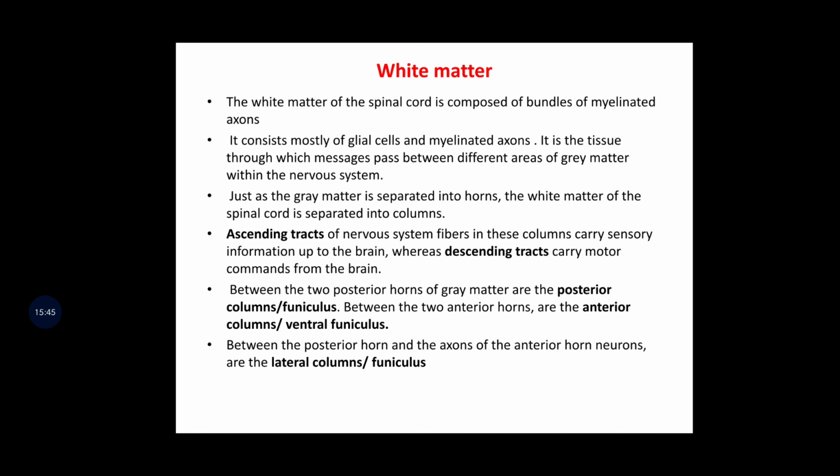So we have some ascending tracts. They carry sensory information up to the brain, whereas descending tracts carry motor commands. So the ascending tract will carry sensory information to the brain, and the motor or descending tract will carry the motor commands. Between the two posterior horns of grey matter is the posterior column, and between the two anterior horns is the anterior column. And between the posterior horn and the anterior horn neurons are the lateral columns.